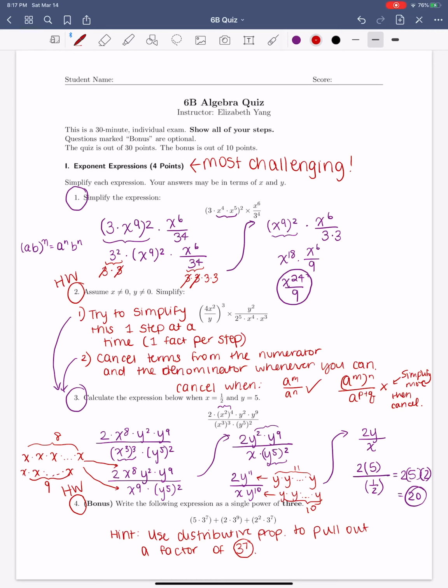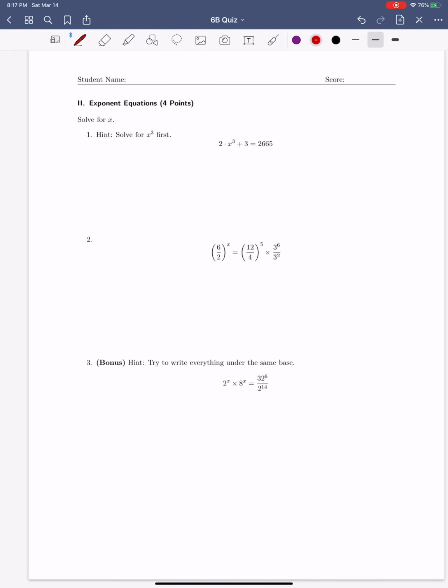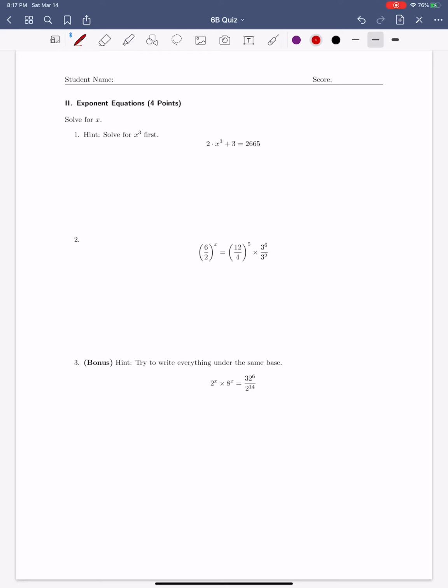Alright, I'll let the video pause on this page for a second. Alright, great. So the next page, I'll be doing this one in the video, and I'm going to leave these two to do for homework. And I'll give hints again. For this first question, I already gave a hint. First, solve for x cubed. So I'll at least do that.